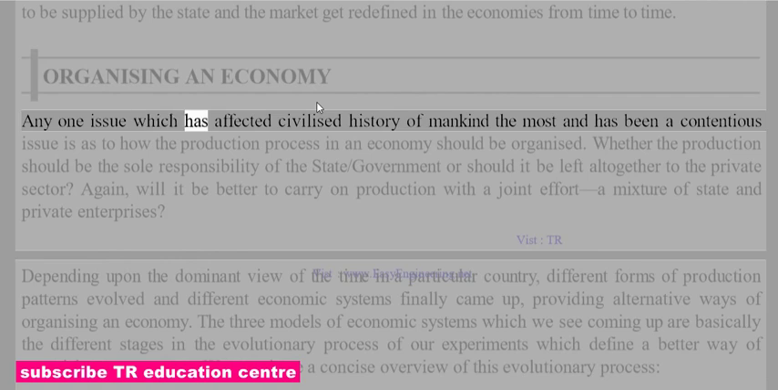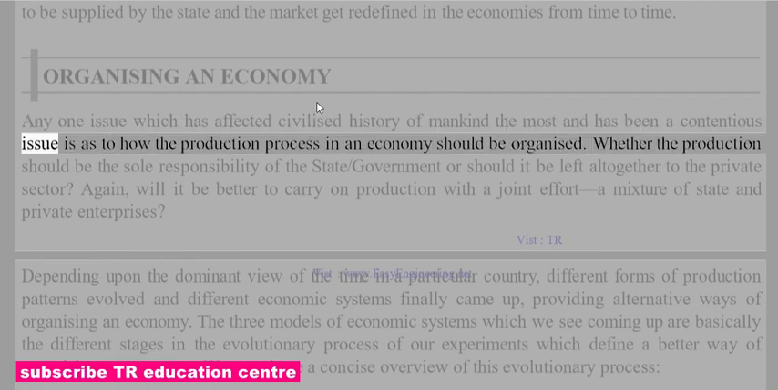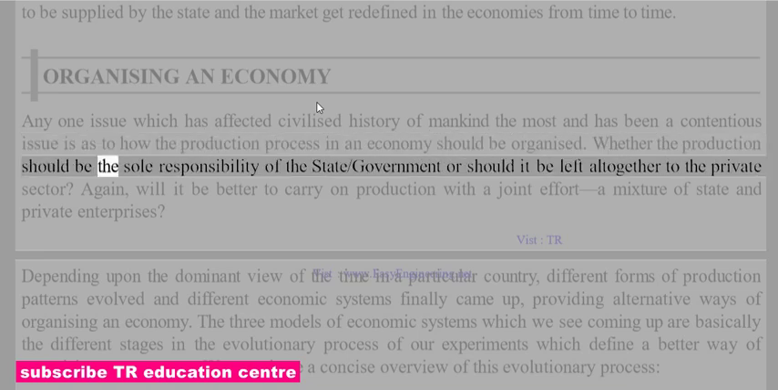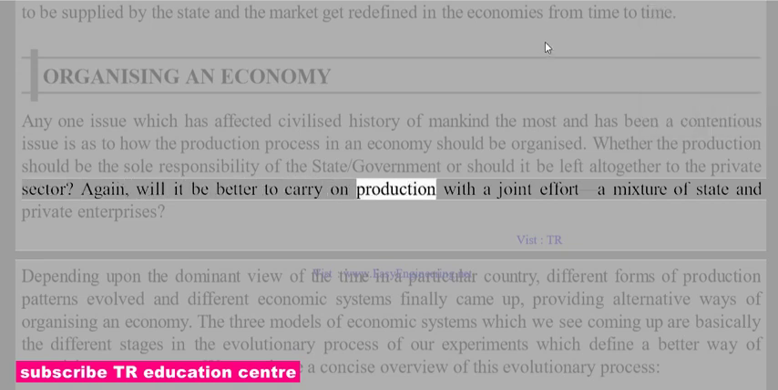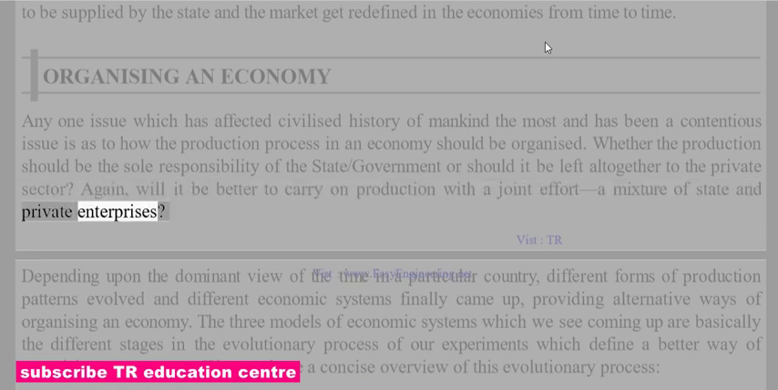Any one issue which has affected civilized history of mankind the most and has been a contentious issue is as to how the production process in an economy should be organized. Whether the production should be the sole responsibility of the state government or should it be left altogether to the private sector. Again, will it be better to carry on production with a joint effort, a mixture of state and private enterprises?